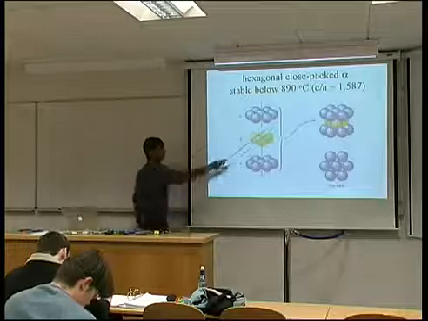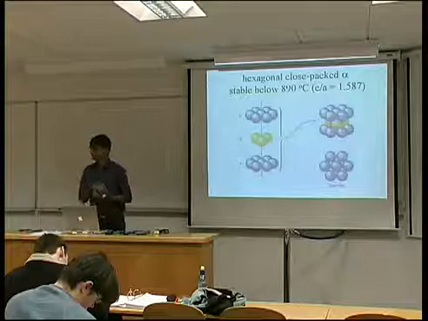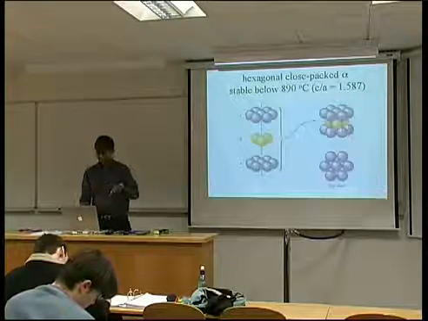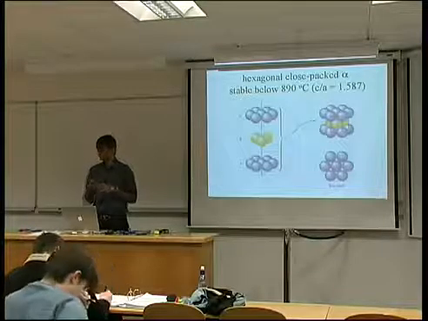So this is called the alpha phase, the close-packed hexagonal structure. Everybody happy with that? So we have sufficient numbers of slip systems for the polycrystalline material to be ductile.